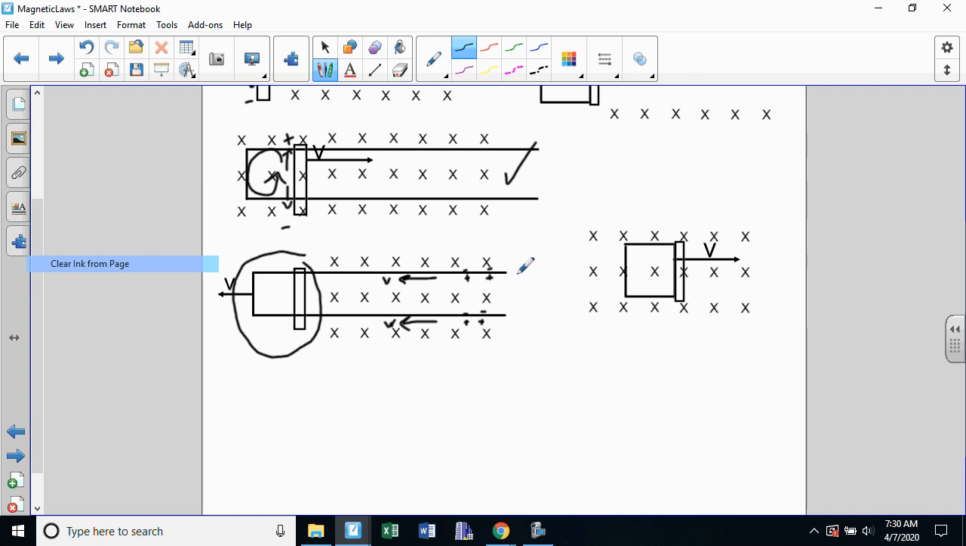This part over here with the rails is open. So there is no induced current flow here. Maybe a slight EMF depending on the thickness of these rails, because the positive and negative charges will slightly separate, but they're not part of a closed loop, and they're not going to drive current through the closed loop. So we don't get any current here. We're not going to pick up any current by dragging the rails.